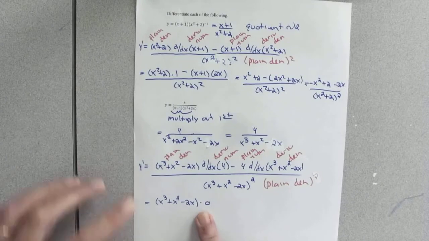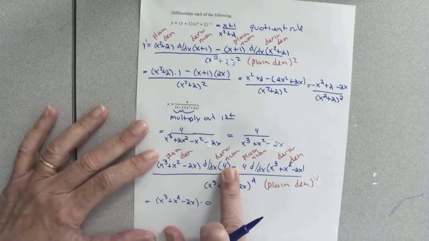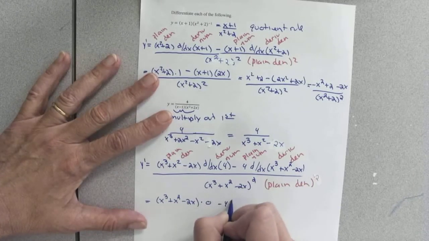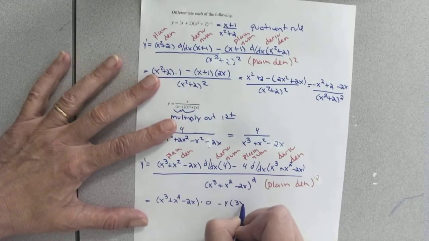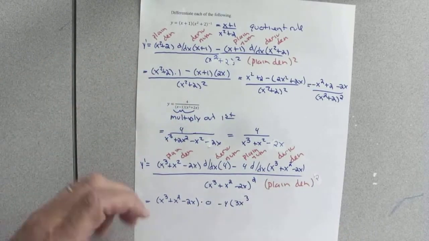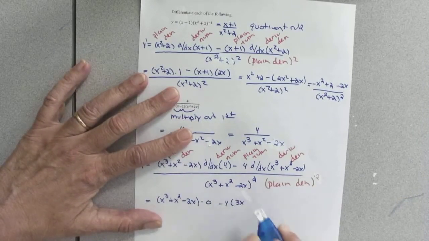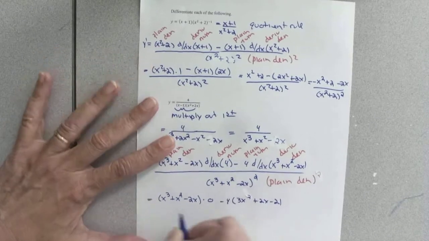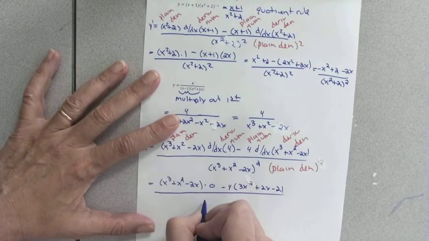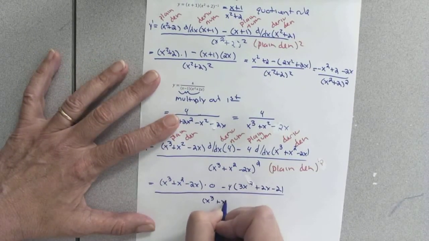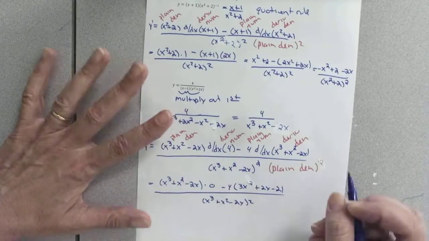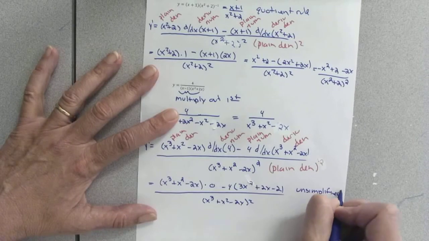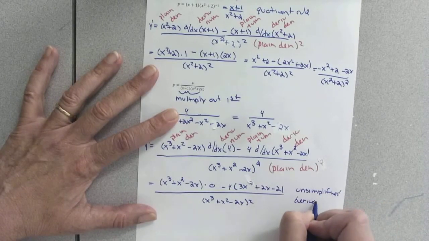role. I need it. So we were doing this first part here, plain denominator, derivative of the numerator, minus plain numerator, derivative of the denominator, 3x squared plus 2x minus 2, all over x cubed plus x squared minus 2x, quantity squared. And there's my unsimplified derivative.